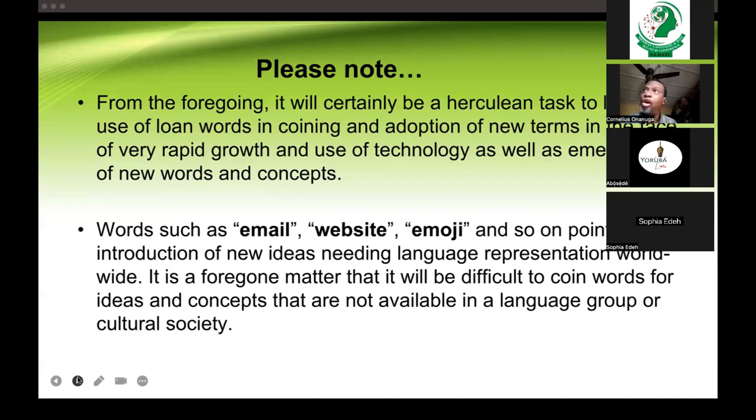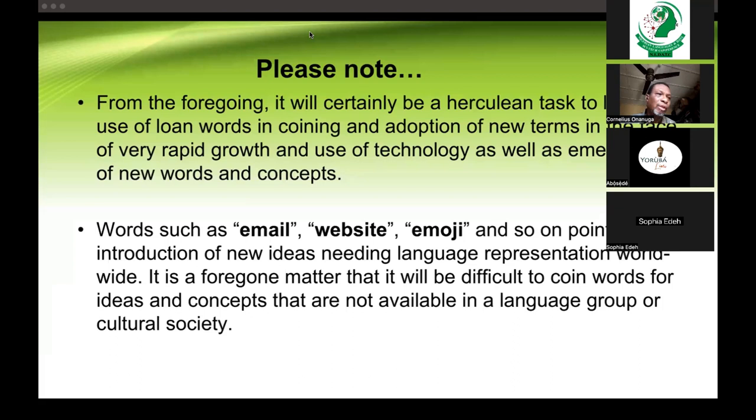The way things are going, we are rapidly having a lot of words coming up, and some of the concepts in the words are not existing in the cultural and linguistic background of Yorùbá speakers. They are new concepts. So we have to see how we get around these concepts so that we will not be left behind in the scheme of things globally.